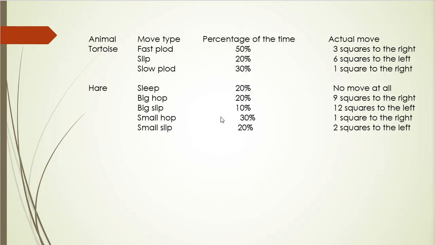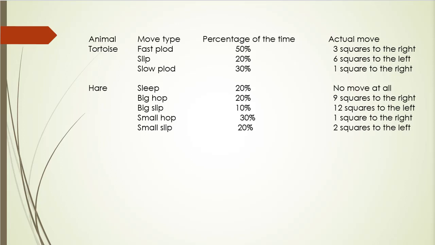Now the interesting part is the percentage of time these moves should happen. So for example, fast plod should happen 50% of the time for the tortoise. Slip is only 20% and slow plod is 30% of the time, for a total of 100% of the time.